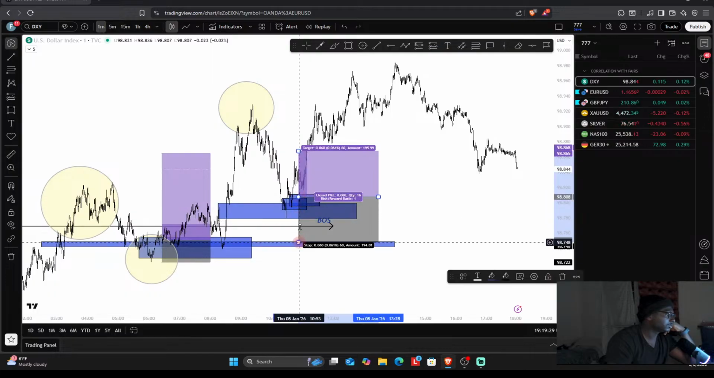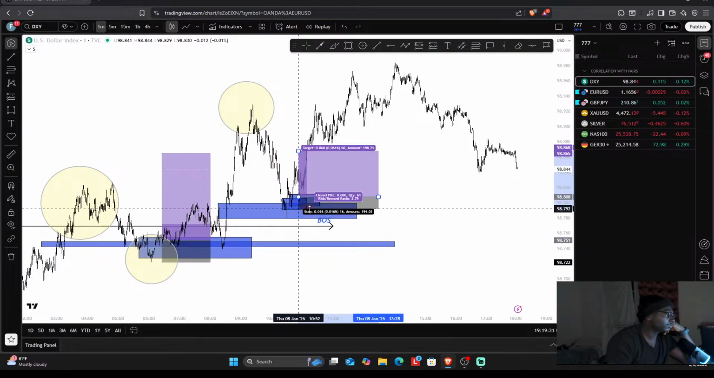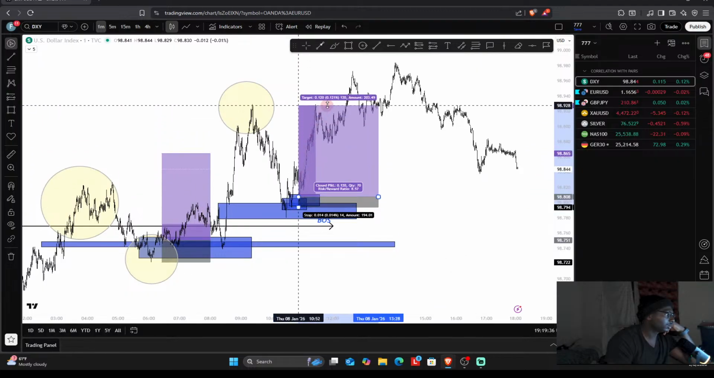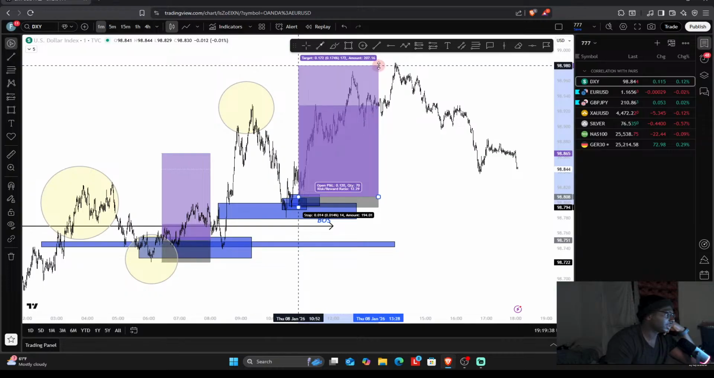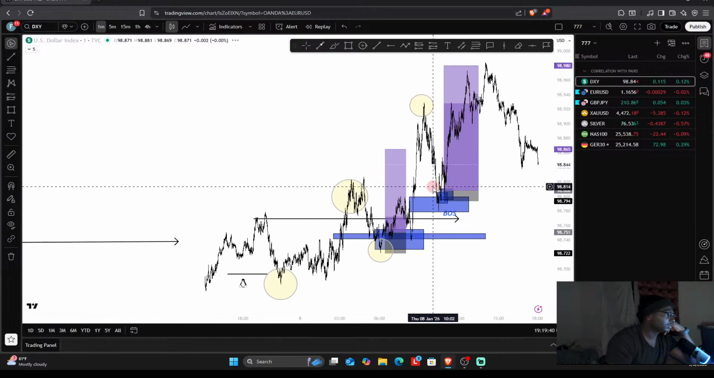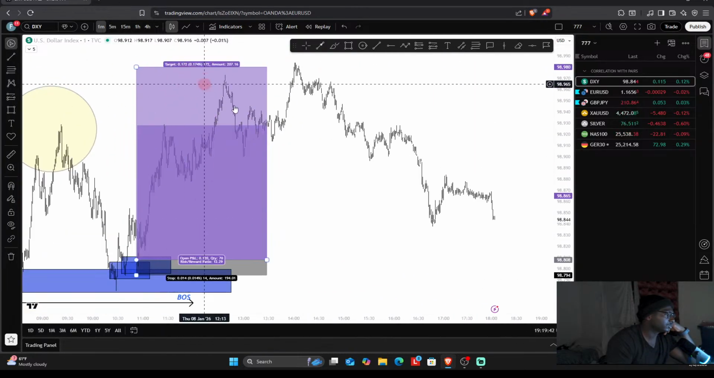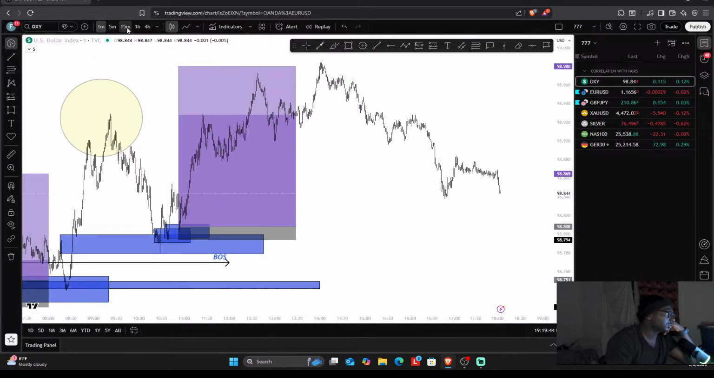Imagine you took this trade, put it below this low, and target the high. That would have been 1 to 8. If you kept that going, that would have been 1 to 12, and so on and so forth until you saw the structure change direction, which it did.